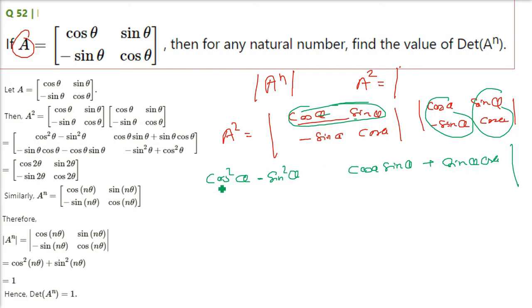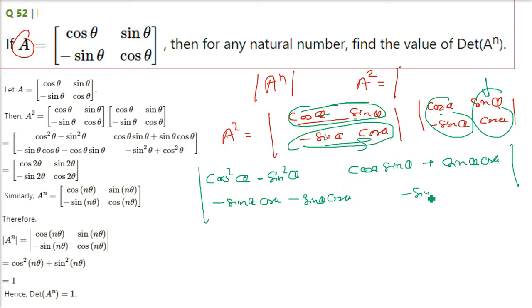Then the same here, second row and first column: minus sin theta cos theta, minus sin theta cos theta. Then second row with the second column: minus sin theta times sin theta is minus sin square theta, and then cos theta times cos theta is cos square theta. So you got cos square theta minus sin square theta in the two places, and cos theta sin theta in two places, with the negative from minus sin theta cos theta, minus sin theta cos theta.